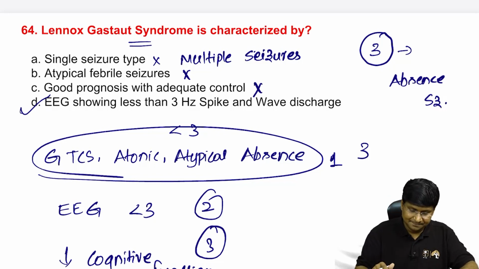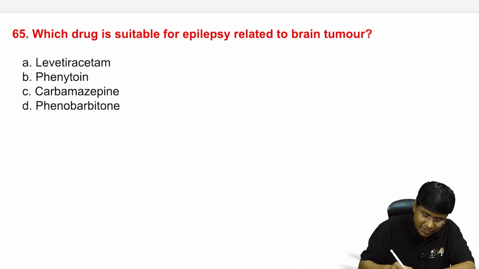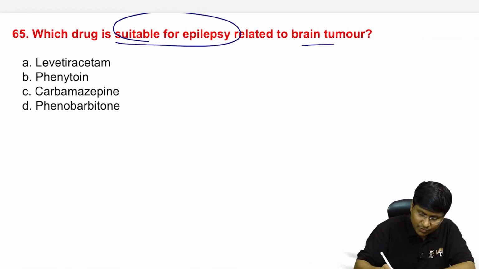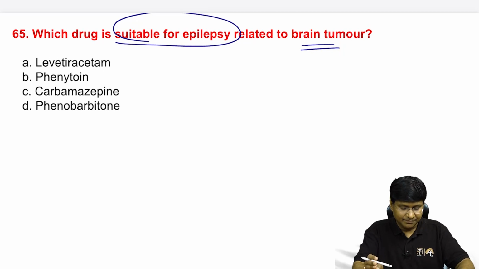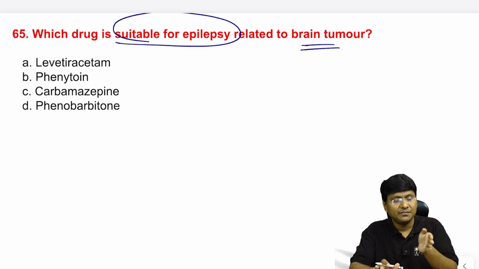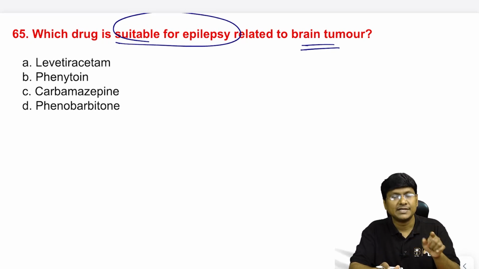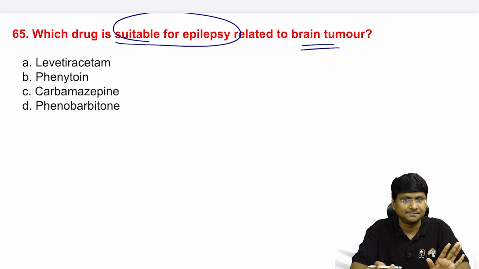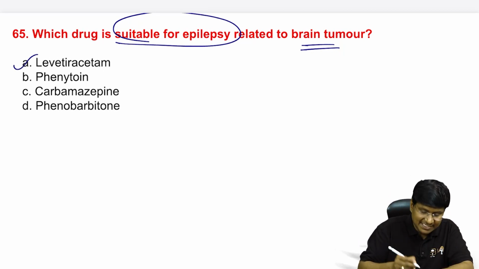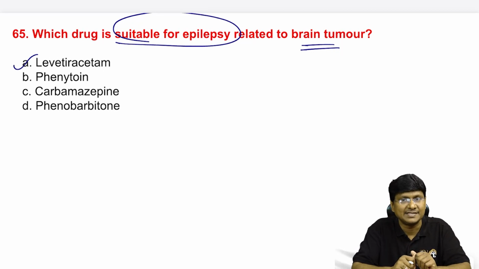Okay, next question. Which drug is suitable for epilepsy related to the brain tumor? Levetiracetam, phenytoin, carbamazepine, or phenobarbital. So in epilepsy which is caused by the brain tumor, the agents of choice are those drugs that do not induce the hepatic microsomal enzyme system.